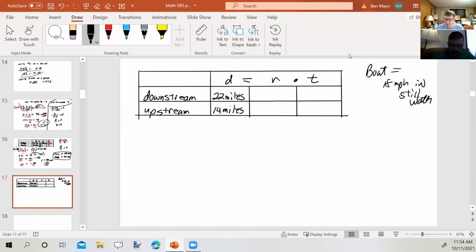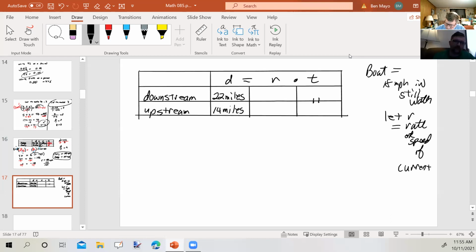Okay, so downstream, the distance is 22 miles. Upstream, the distance is 14 miles. It said in the same time, so once again, our times are equal. Now, how about if we let R equal the rate or speed of the current, okay? Current of the water. That's what we're trying to find. Find the speed of the current in the river, okay?